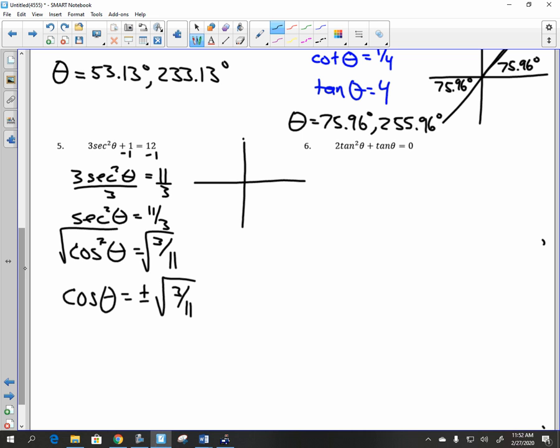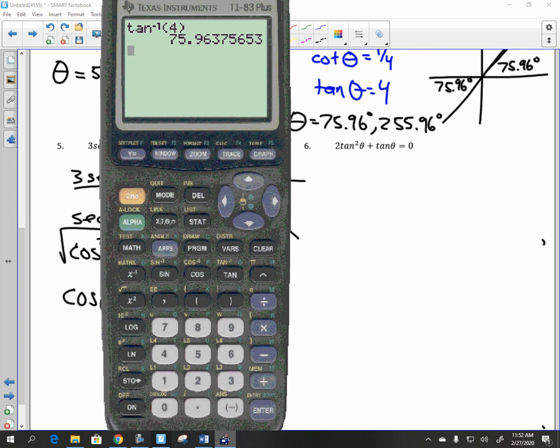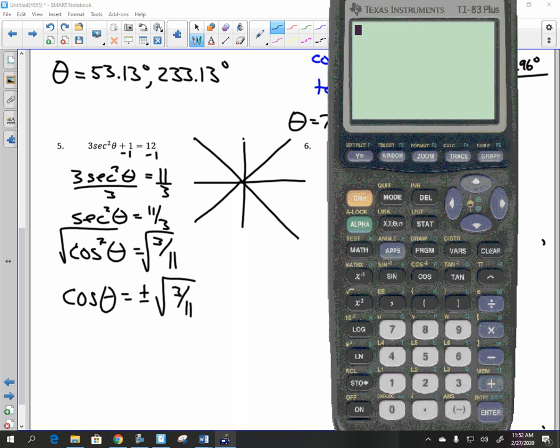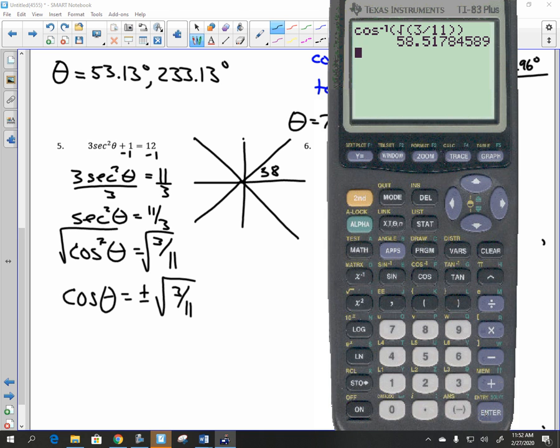The question is, where is cosine positive and where is cosine negative? Cosine is positive where? 1 and 4, and it's negative in the second and the third. So anybody want to guess how many answers you're going to have here? You will have 4 answers. I take out my calculator. Please make sure that you type it in correctly. Cosine inverse of the square root of 3 divided by 11. Close that parenthesis, and we get 58.52 degrees.